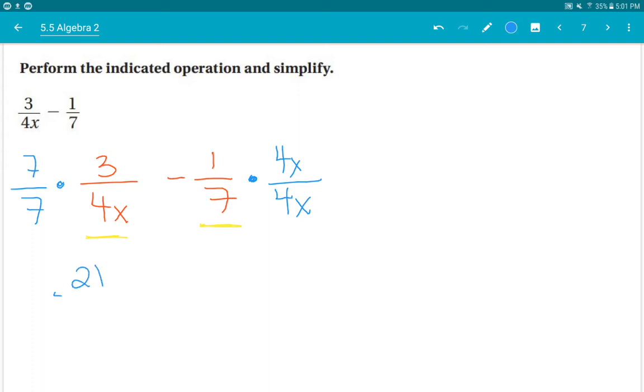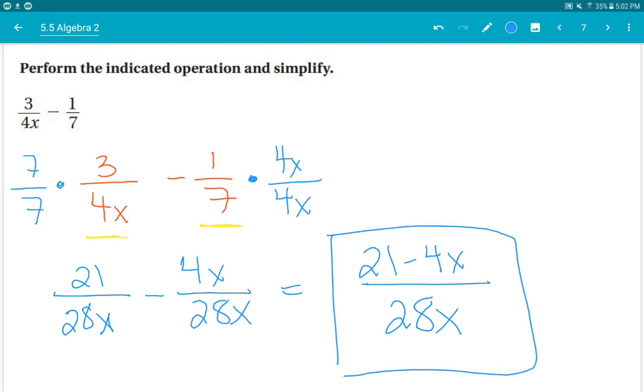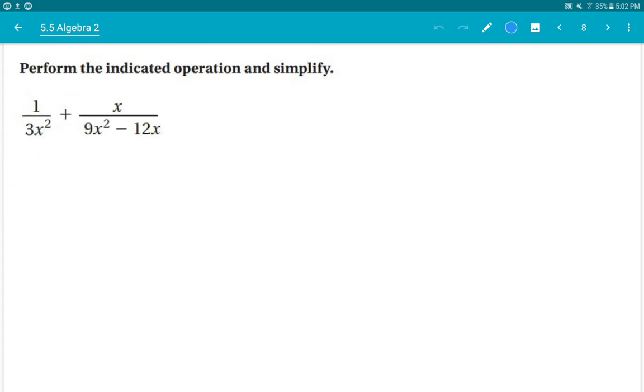So we get 21 over 28x minus 4x over 28x. Now we converted these fractions to have the same exact denominator. So I get 21 minus 4x over 28x. Nothing here is going to simplify. There is no GCF in the numerator. So there you go, that's the first one where you had to find a common denominator. All right, let's look at the next one.